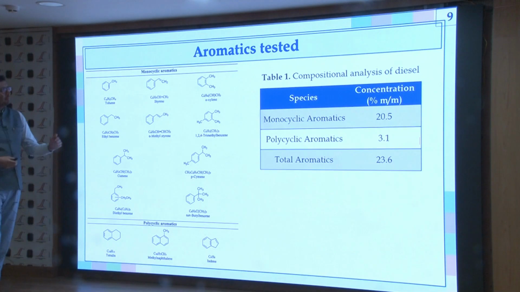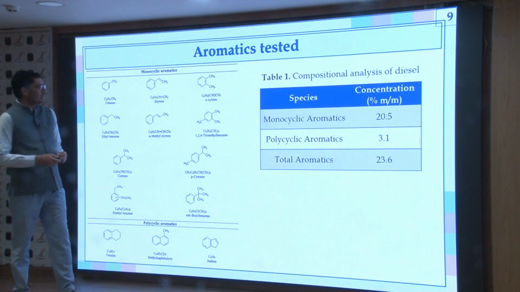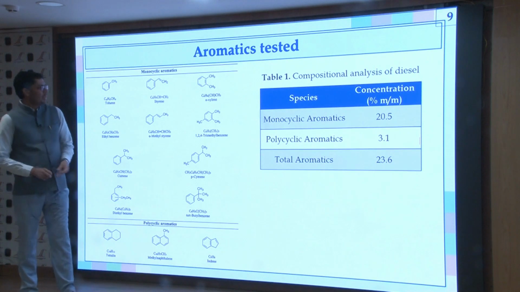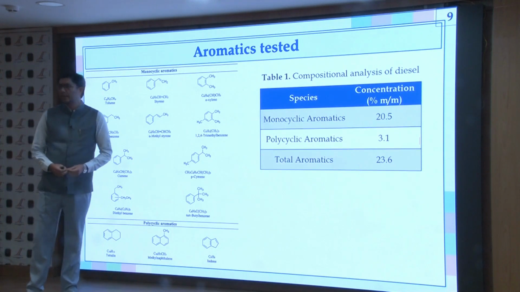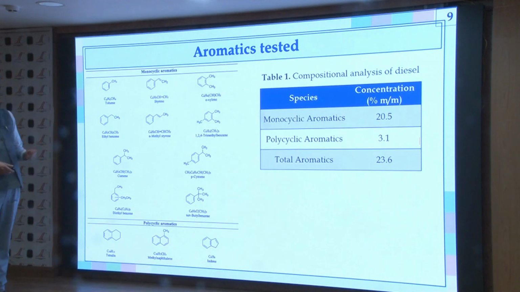If you see here, we have done a compositional analysis of diesel. In diesel, we have monocyclic aromatics at nearly 20.5% and polycyclic aromatics at nearly 3.1%. So the diesel we have tested has nearly 23.6% aromatics.